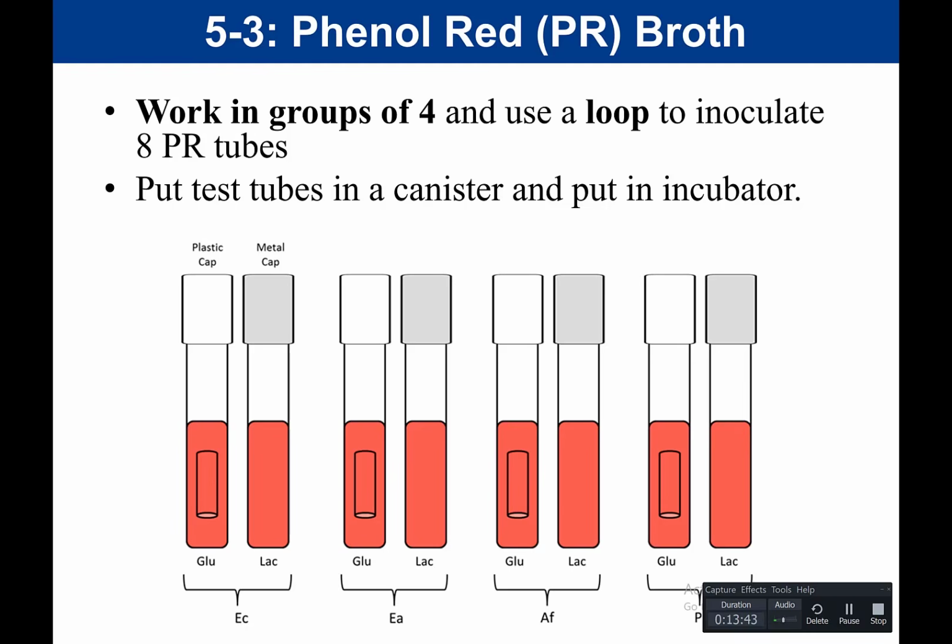So for this slide, in terms of what you need to know, you don't really need to know anything except that the purpose of the Durham tube, that glass tube inside one of the tubes, is used to detect the production of gas. Because some bacteria, when they utilize sugar, will produce gas, and the Durham tube will allow us to visualize if gas is produced. You don't have to memorize that the plastic cap was the glucose and the metal cap was the lactose. That's not important either.